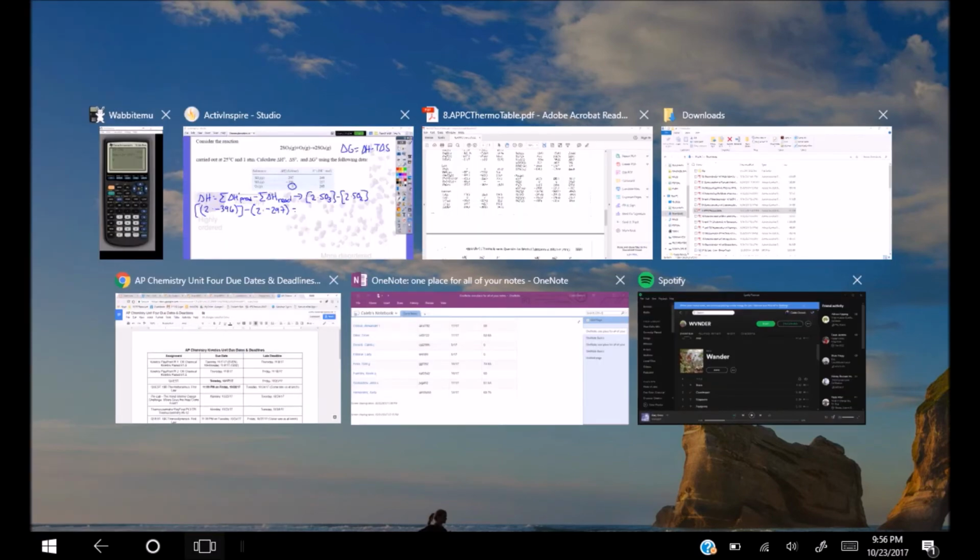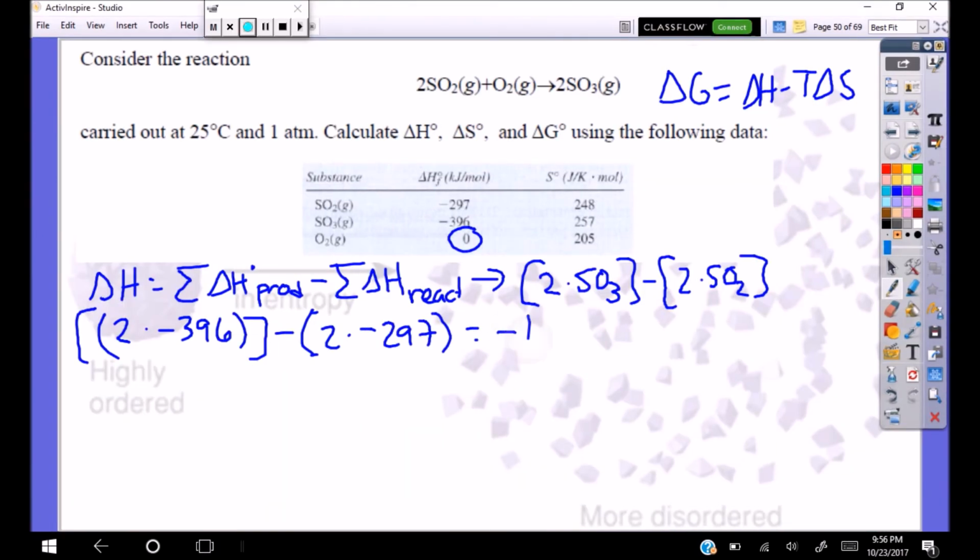We get a negative 198 kilojoules per mole for delta H. Take a moment and evaluate. Is this endo or exo? It's exo. It's a negative delta H.